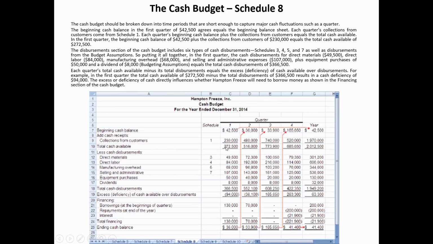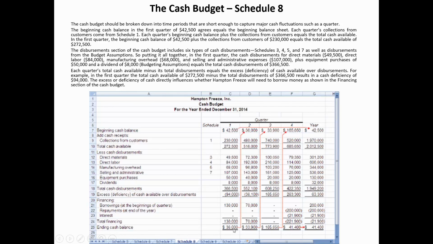So this will tell us our total cash disbursements that we need to make for the quarter. Now these were our collections. This is our disbursements. So we have a deficiency of $94,000 in the first quarter. Now we need to borrow $130,000. I'll show you how to calculate that in a moment, so just bear with me. But just look at how the schedule is going to be prepared.